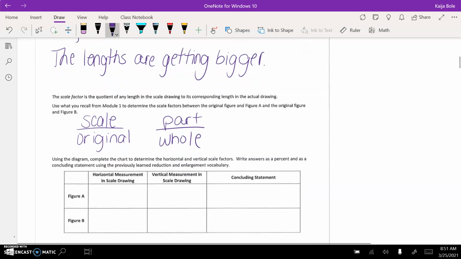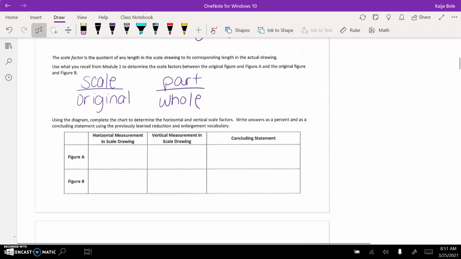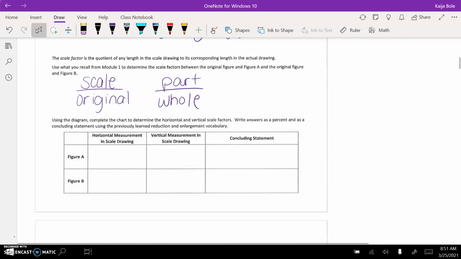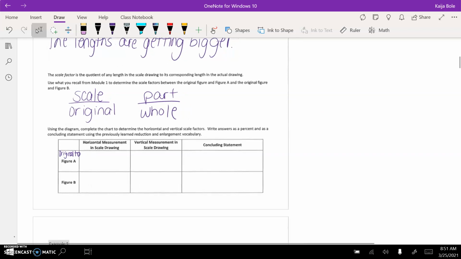So that's nothing new. Now it says, using the diagram, complete the chart to determine the horizontal and vertical scale factors. Write answers as a percent and as a concluding statement using the previously learned reduction and enlargement vocabulary. So what we're going to do here in the first one is we're comparing the original to figure A. And remember, it's always scale over the original.